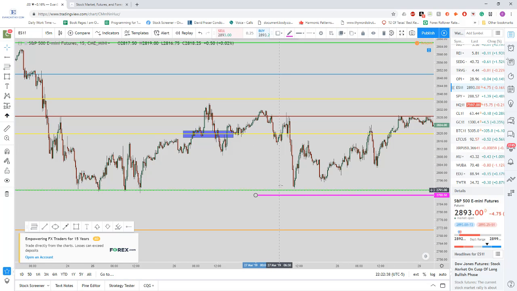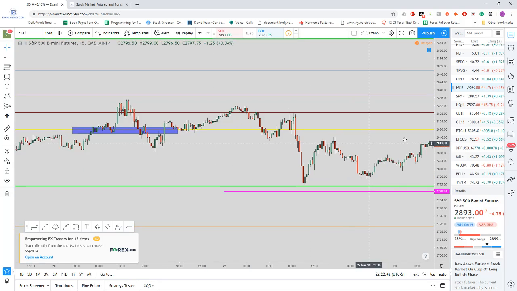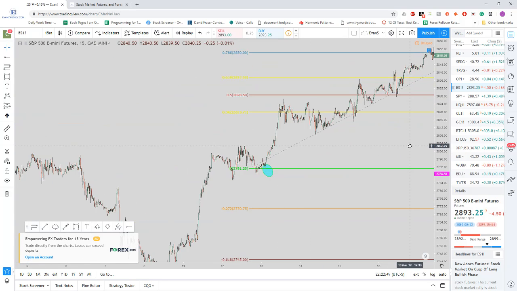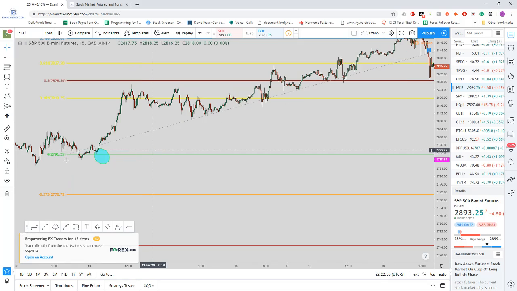But look at this right here. Price came down and never hit. I don't know if you can see that too well, but the low of this one is 27.91 and 75 cents, and the Fibonacci is 27.91 and 25. So it's still 2 ticks away from getting it complete right now. So this trade is still a live trade.